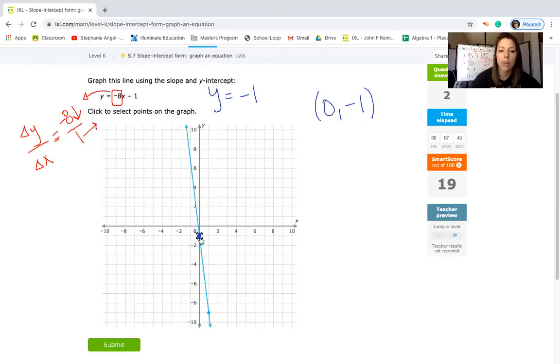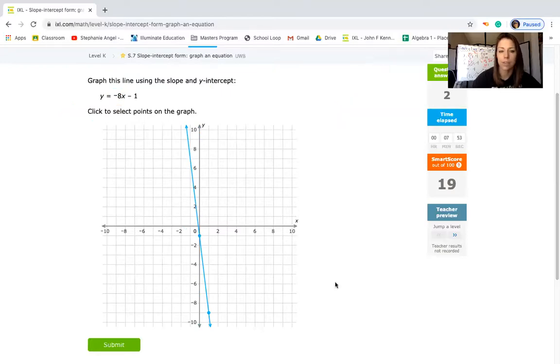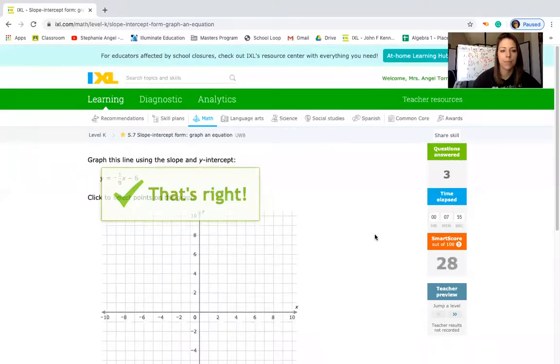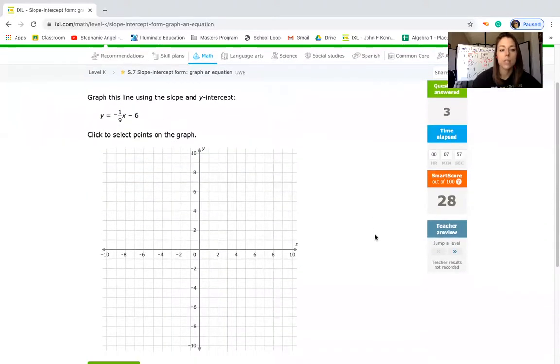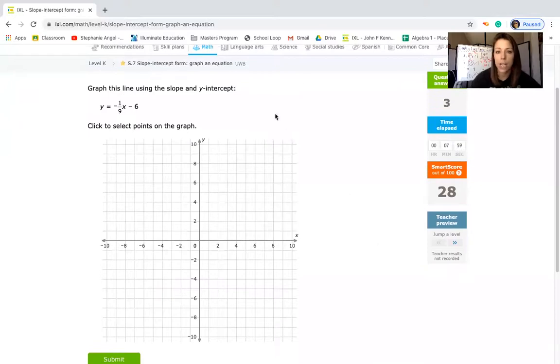Something I want to point out is that you could have also gone up 8, 1, 2, 3, 4, 5, 6, 7, 8, and left 1 to find another point on the line, because again, reversing the direction allows you to find more points on the line. All right, we'll do this as our last one because it contains a fraction, and then we will wrap up this video.